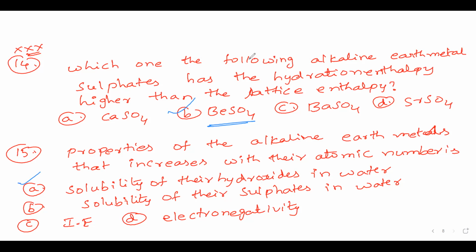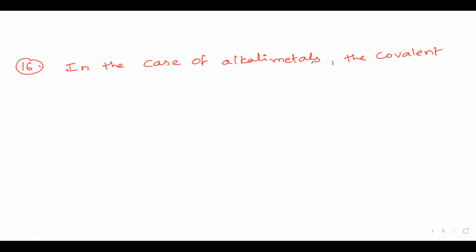Next question number 16. These are all previous NEET questions only, so that you can understand in what type of questions you are going to get. So all the trends are important. Question number 16. This is NEET 2009 question. In the case of alkali metals, the covalent character decreases in the order.